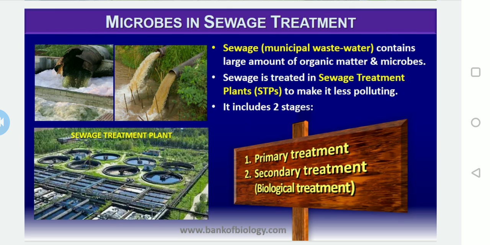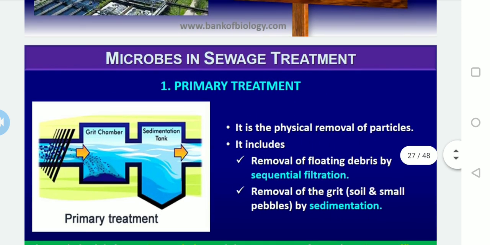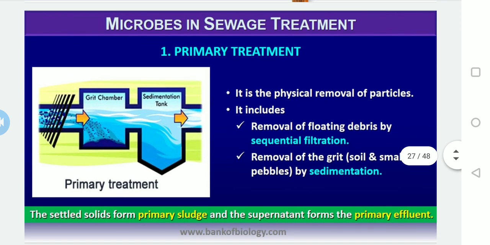Today we will study them one by one. The first one is the primary treatment, also known as physical treatment. What is the meaning of primary treatment? First of all, it includes the physical removal of particles, large and small, from the sewage through filtration and sedimentation. It includes the removal of floating debris.